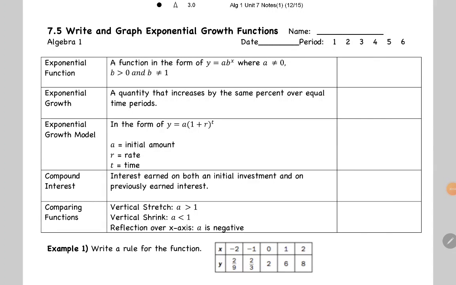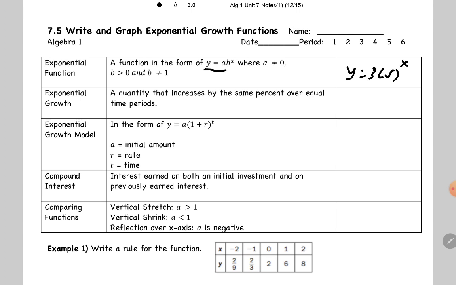Today in Algebra 1 we're going to be looking at writing and graphing exponential growth functions. So an exponential function is in the form y equals ab to the x, where a cannot be 0 and b is greater than 0 and b cannot be 1. So basically something that looks like this: y equals 3 times 5 to the x. Something that grows exponentially.